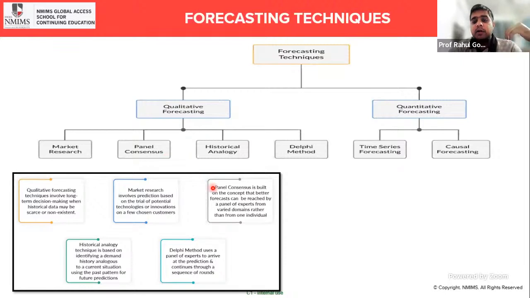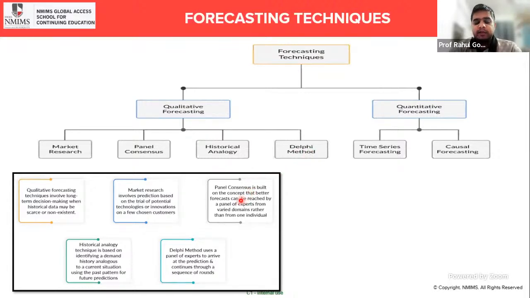And they are given some information about a product, and then asked to give their view on the estimates. In the panel discussion, they know about each other. They know who has given this forecast, so the identity is revealed. The only difference between panel consensus and the Delphi method is that in the Delphi method, the identity is not known. So you don't know where this forecast has come from, so as to control the bias.